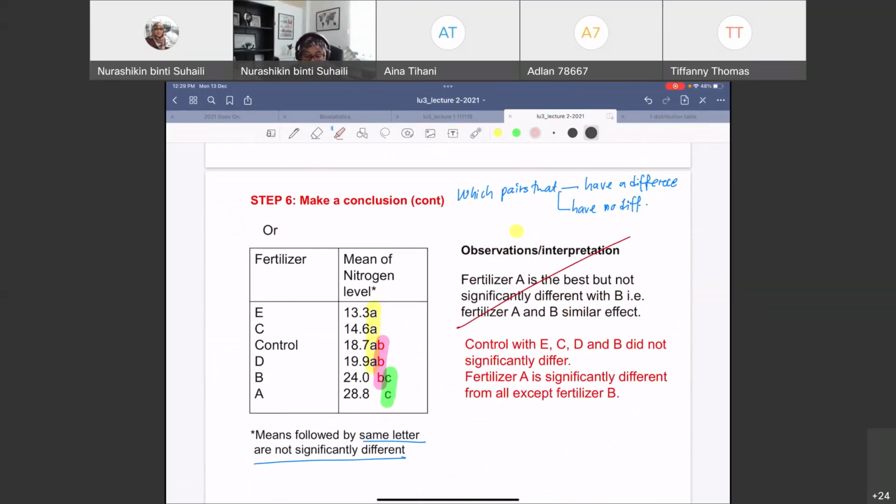So that is the post-hoc test. At the end, you want to conclude which pairs have no difference and which pairs have a difference. You can see it will give you more details rather than just the ANOVA table, the ANOVA test.